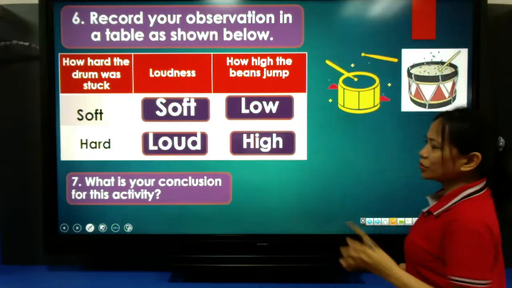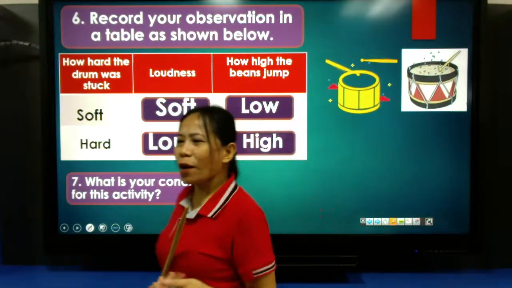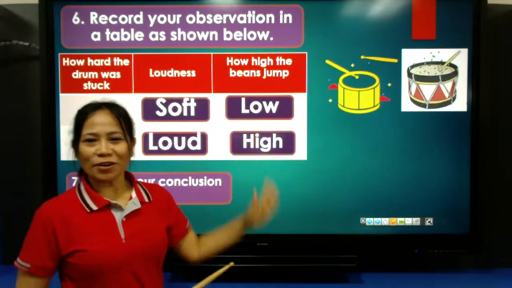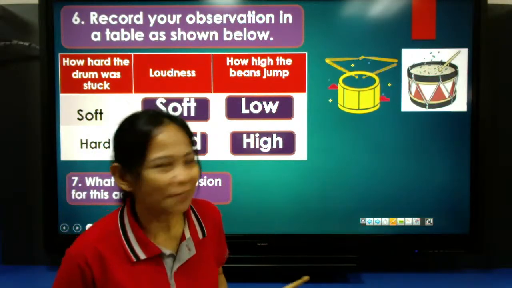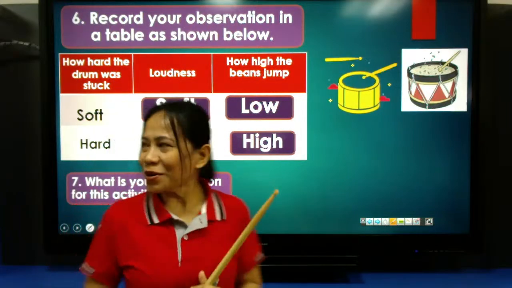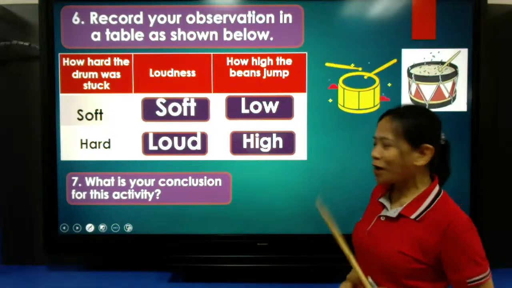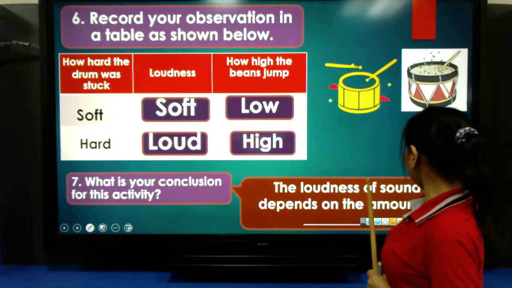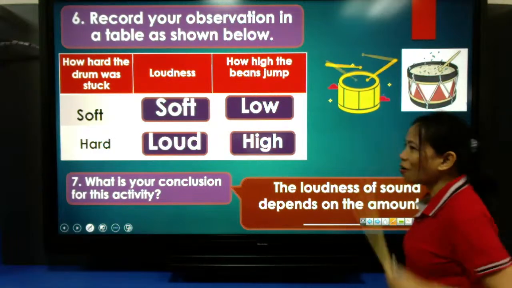Okay, so what is your conclusion for this activity? Let me see. I want to hear from you. What is your conclusion about the sound produced? Based on our experiment here, we are comparing the two drums. How can you summarize? What is the conclusion here? Okay, I'll give you an idea. I want you to construct your own sentences. Okay, here. The loudness of sound depends on the amount of blank.